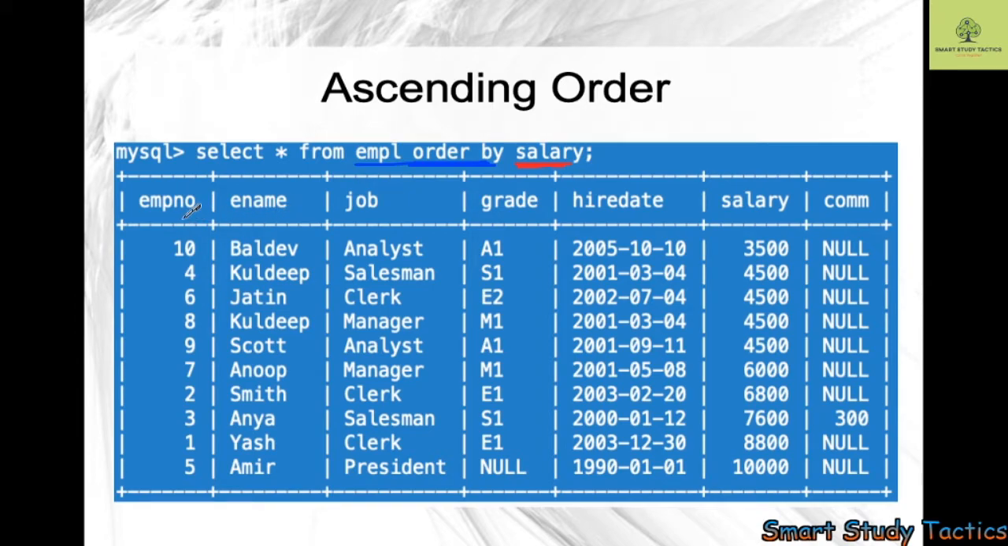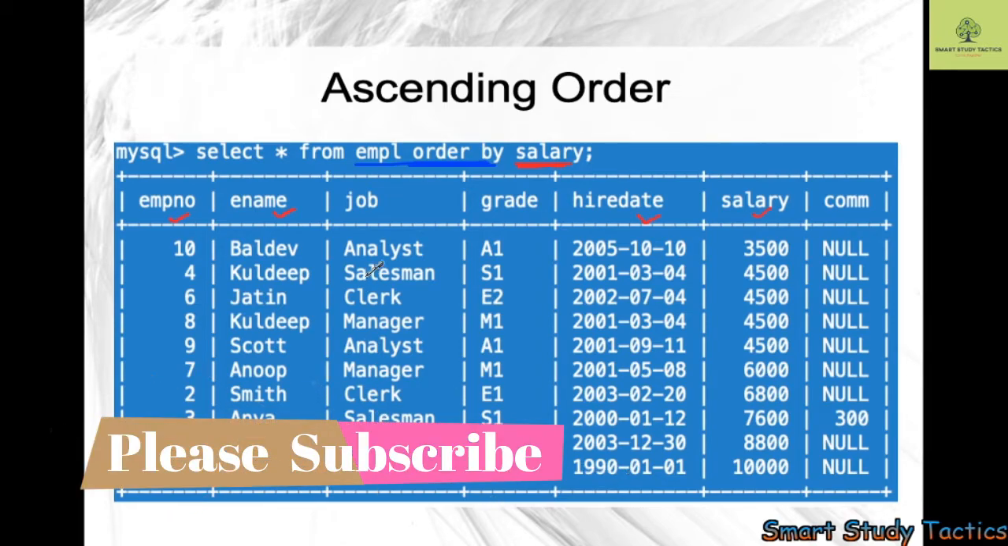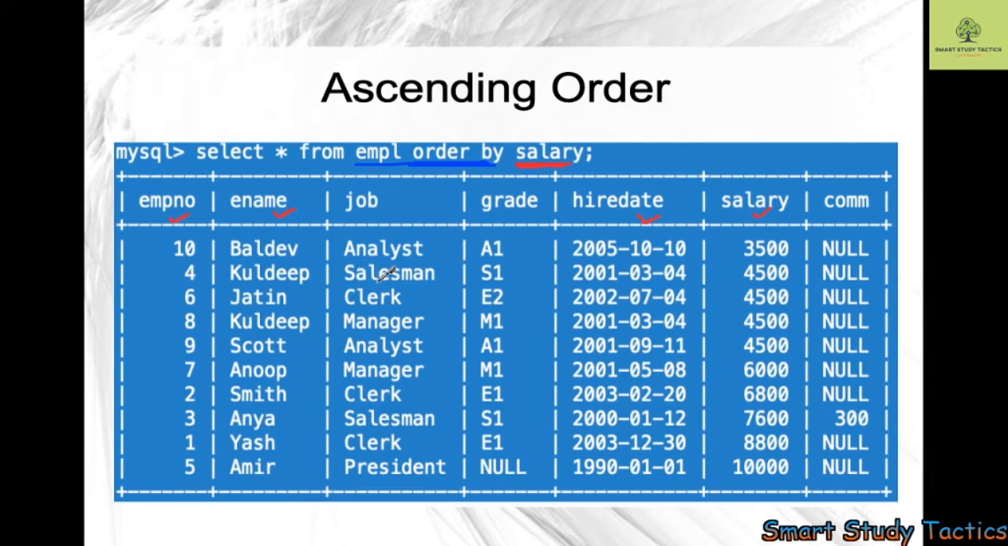We can put the order on the employee number, the employee name, the hire date, or the salary. So these many columns are there where you can use the order by clause. The rest of the columns you can also use, but there will be repeated values, because analyst appears 2 times, clerk appears 2 times, and so on.